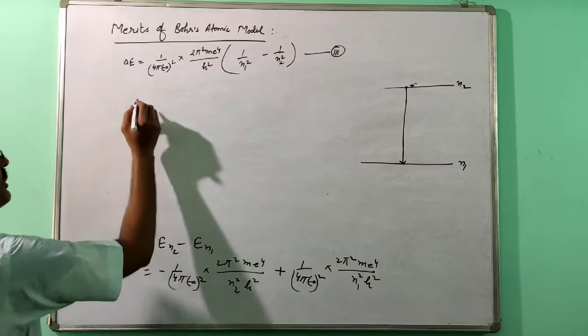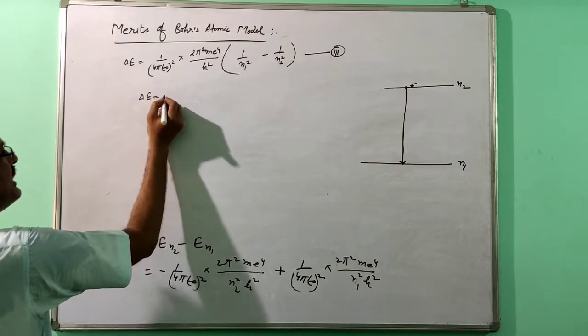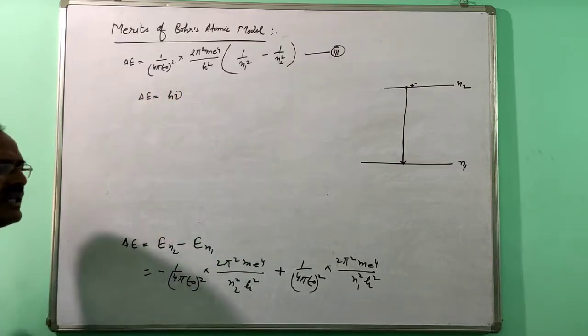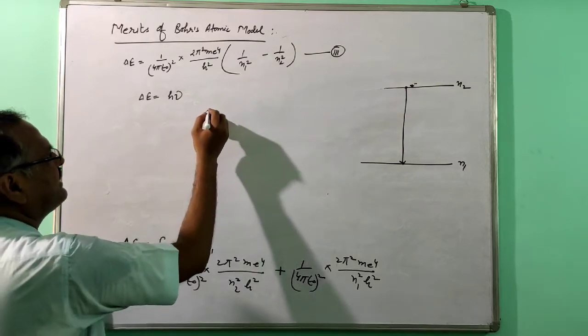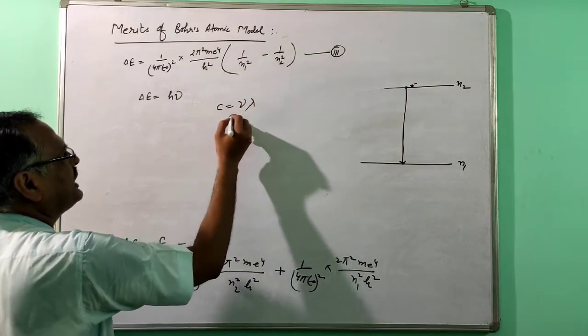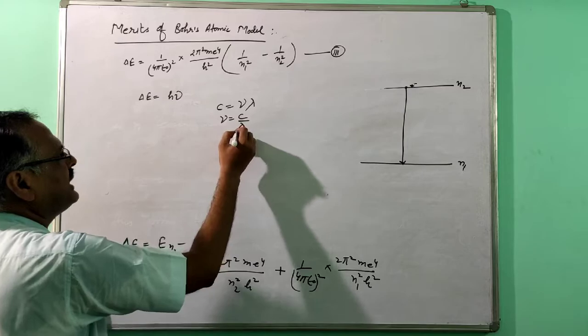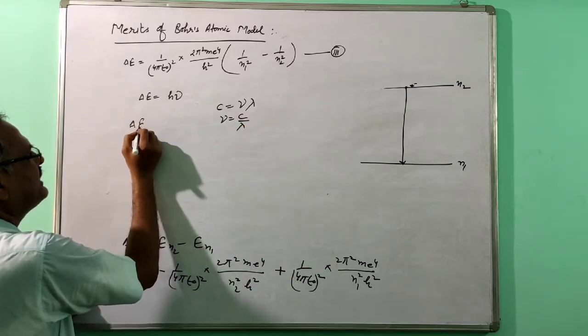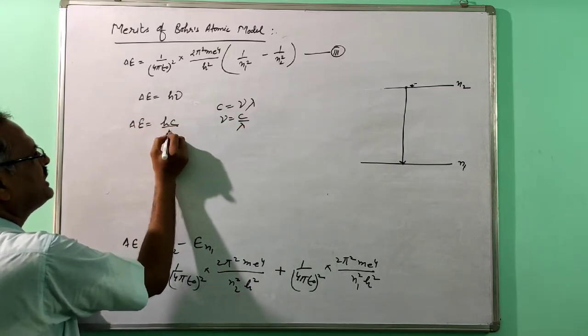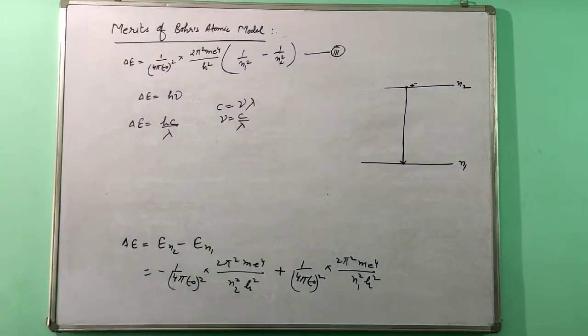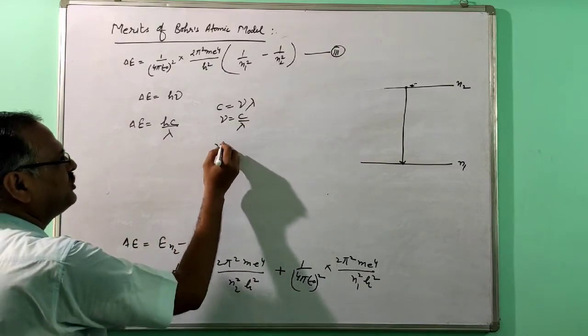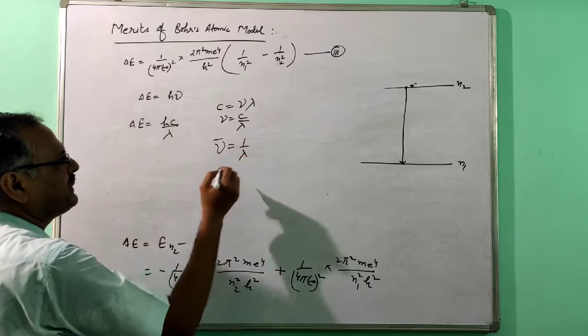Now you know that delta E is equal to h nu, which you have already studied. And you have studied that c is equal to nu lambda, then nu is equal to c by lambda. Then delta E is equal to h c by lambda. Then again you have studied that nu bar is equal to 1 upon lambda.